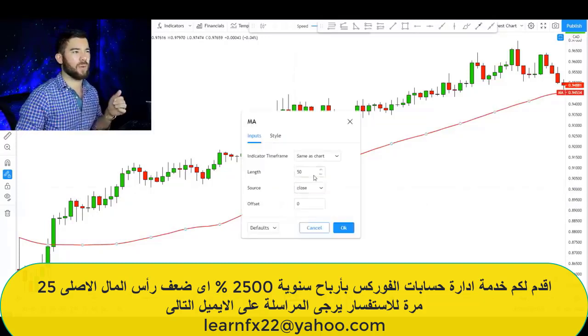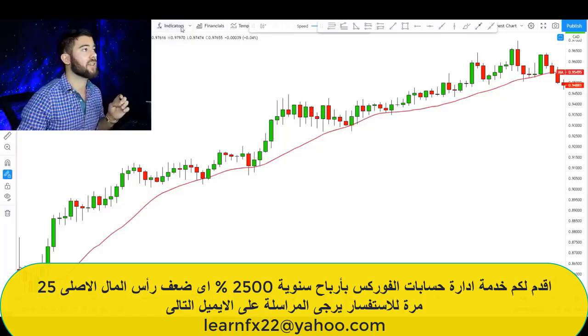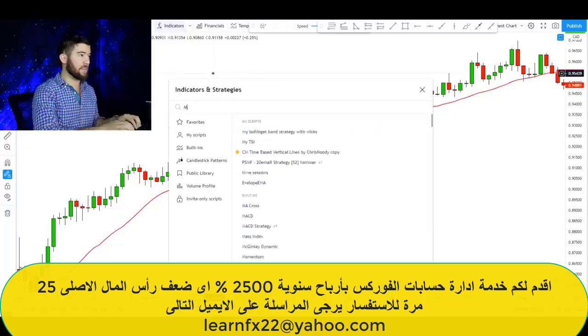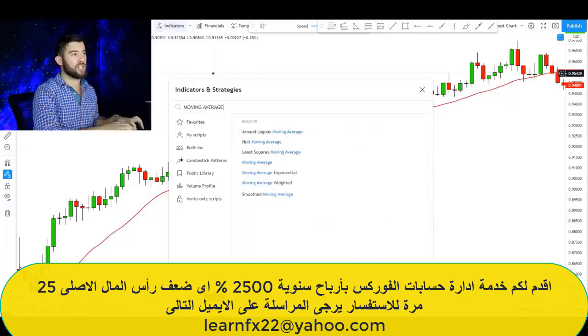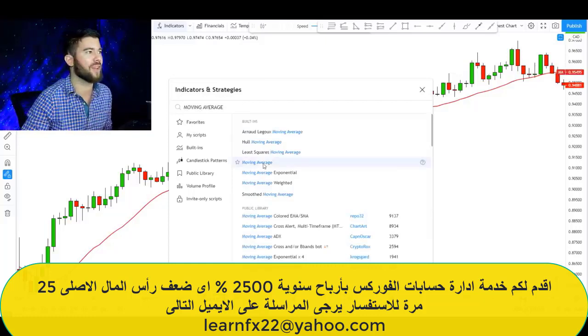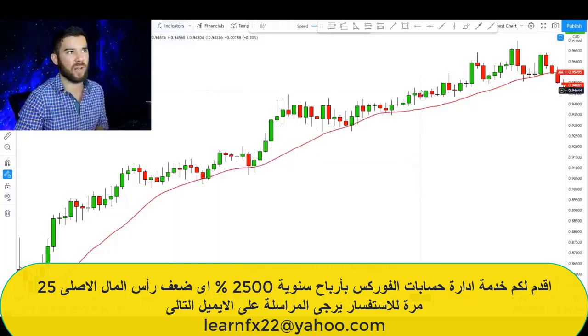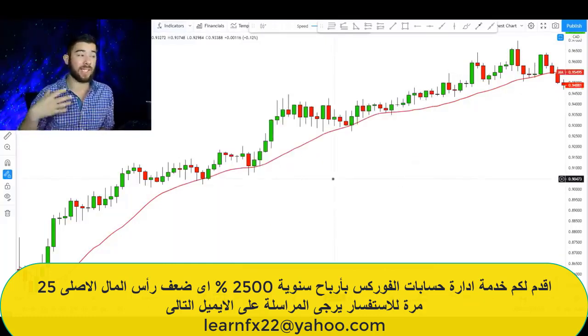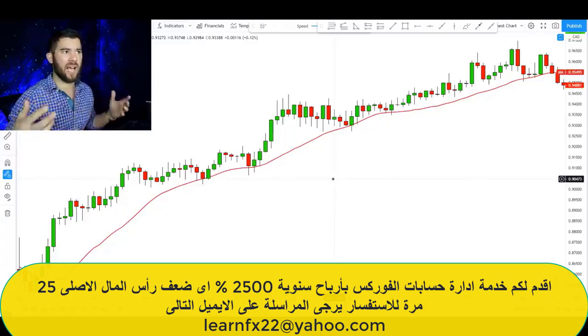Now, in order to plot this on the chart, it should be self-explanatory, but you just go up to indicators. Here on TradingView, it's very easy. You type in moving average, and then you go down to moving average and just plot it on the chart. Now, there are 3 main ways I use moving averages. Let's go ahead and dive into those right now.